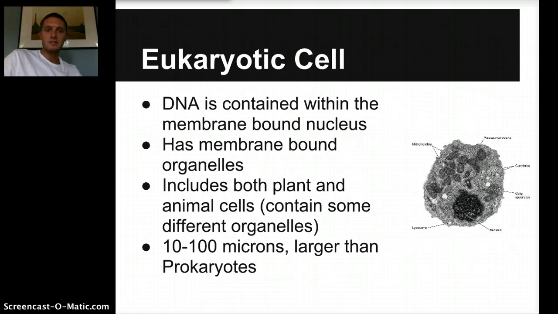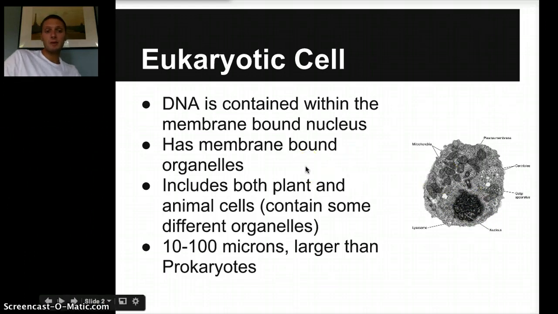One of the primary things that distinguishes a eukaryotic cell from a prokaryotic cell is that the DNA is contained within a membrane-bound nucleus. And so in our cell image here, here's our nucleus, and the DNA is actually contained within this nuclear region. The nucleus has a nuclear envelope or a nuclear membrane, which kind of acts like a plasma membrane in terms of letting things in and out of the nucleus.